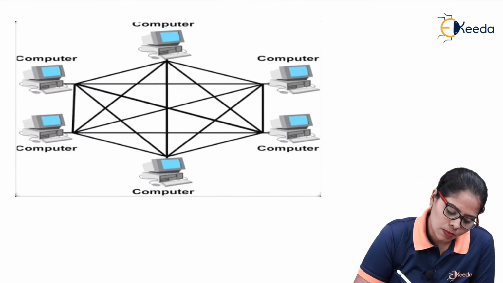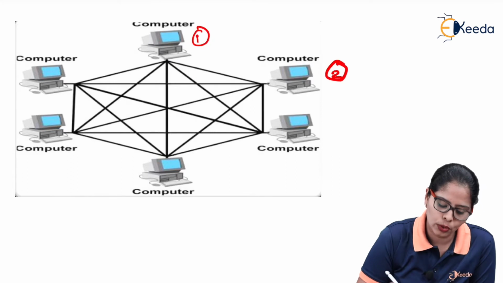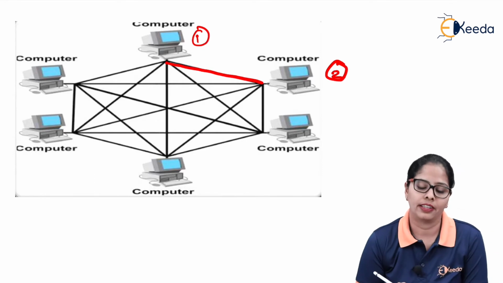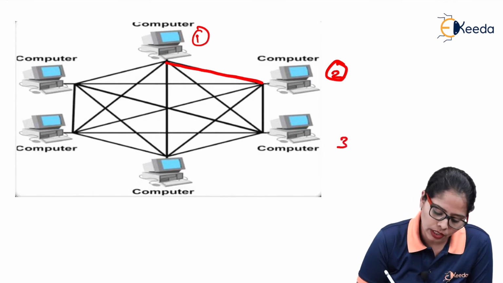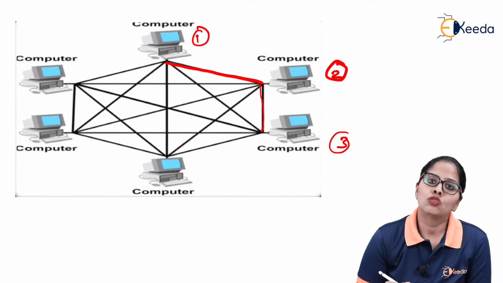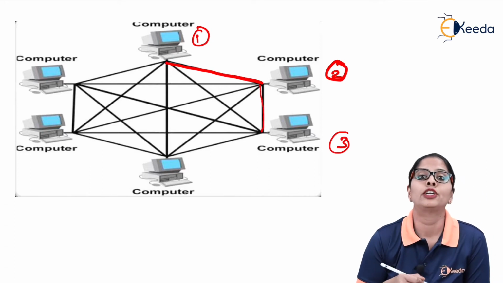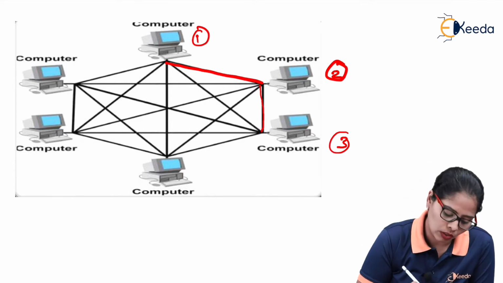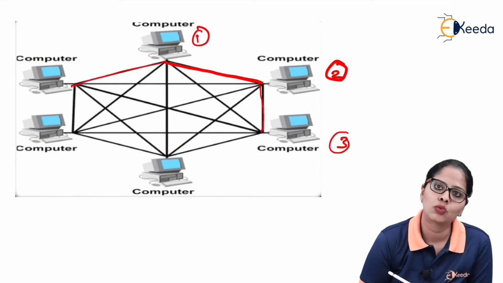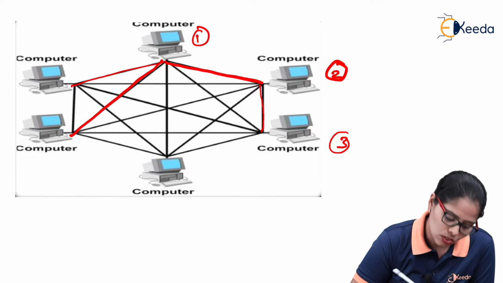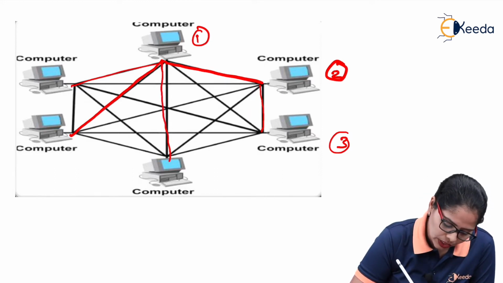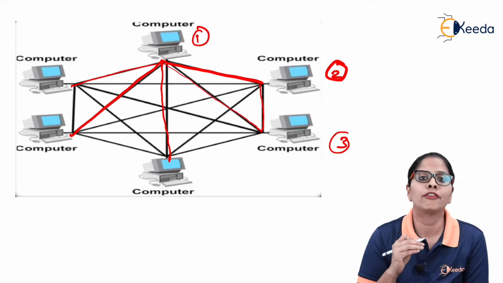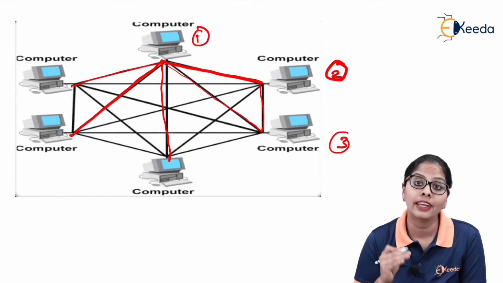Now see here, this is my computer 1 and this is my computer 2. Can you see my computer 1 and computer 2 are connected by a dedicated link. Even computer 2 and computer 3 are connected by a dedicated link. So here every computer is connected to the other computers with a dedicated line. Now see here, this is my computer 1. This is a dedicated line between these two computers. This is a dedicated line between these two computers. This is a dedicated line between these two computers, and with this last computer there is a dedicated line. So every computer is connected with a dedicated line.